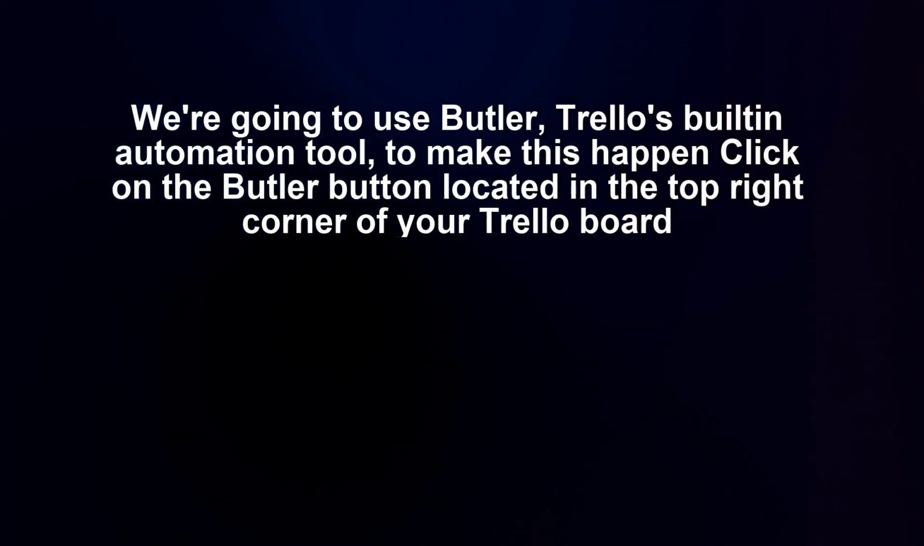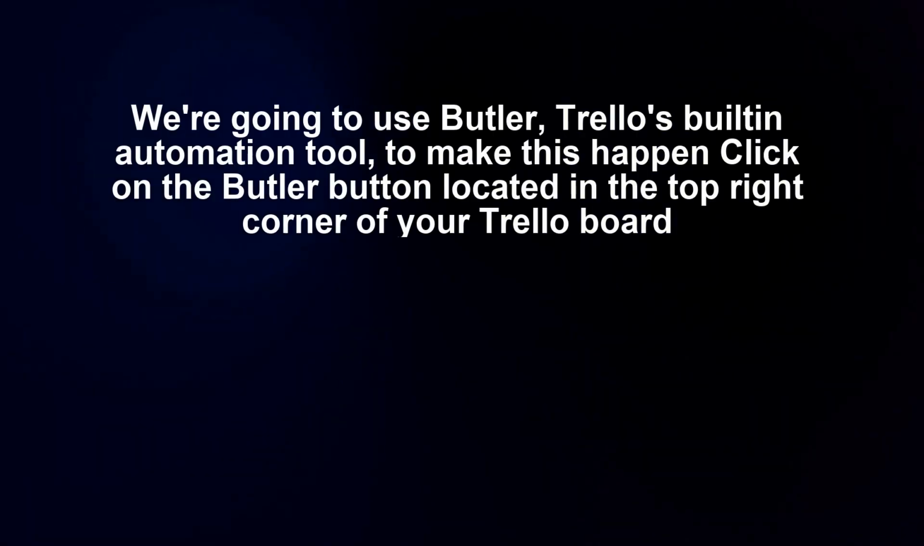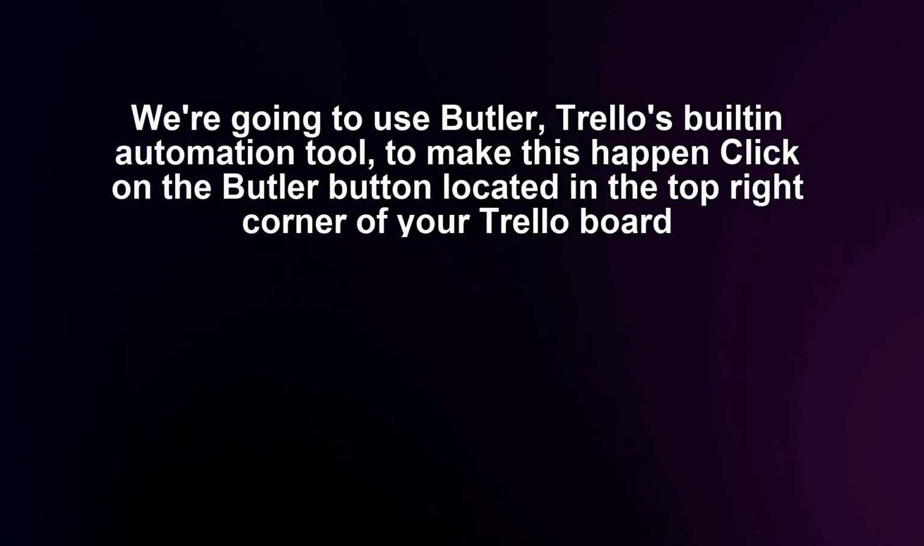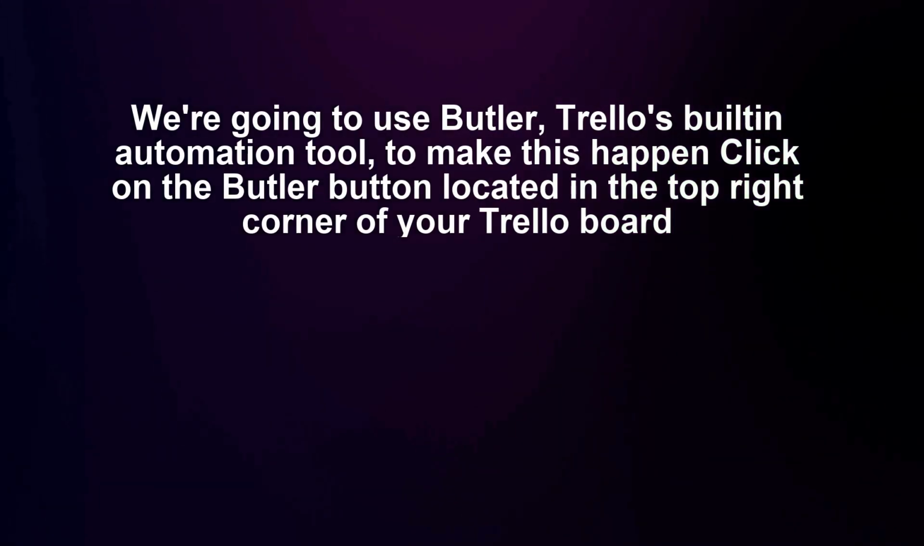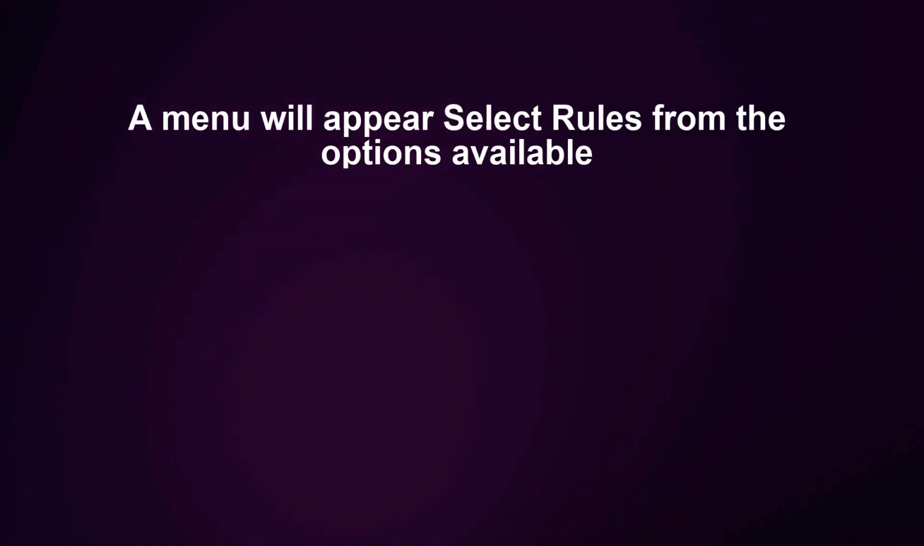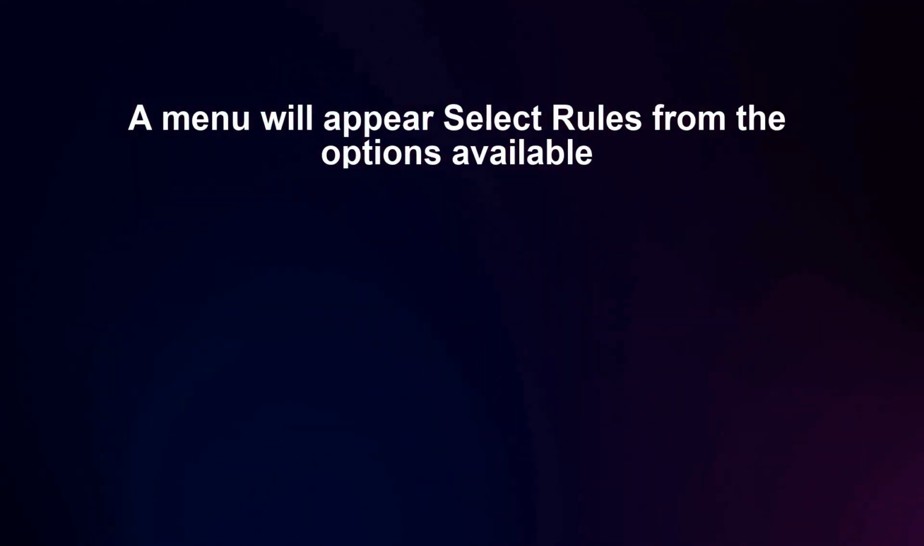We're going to use Butler, Trello's built-in automation tool. To make this happen, click on the Butler button located in the top right corner of your Trello board. A menu will appear. Select rules from the options available.